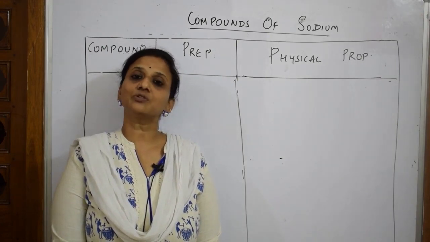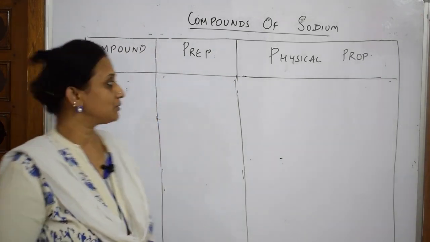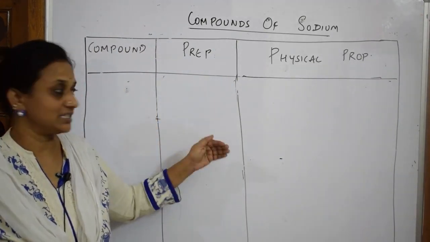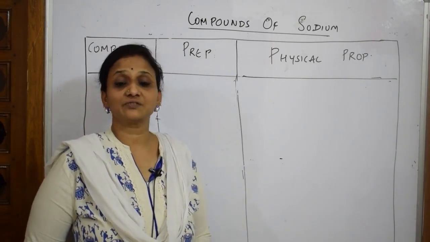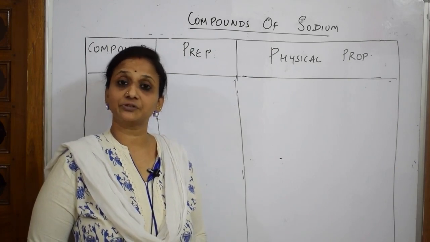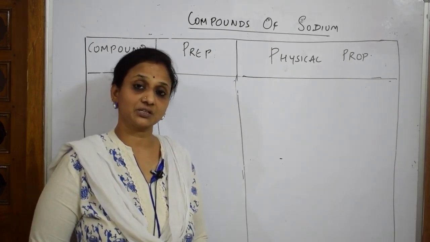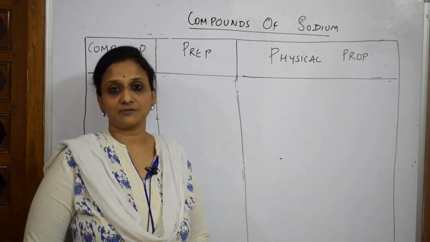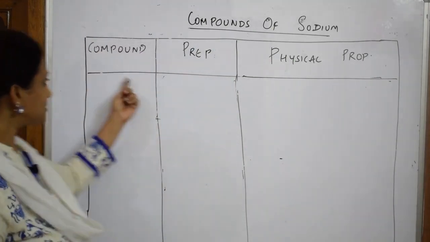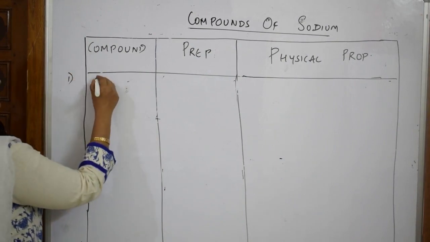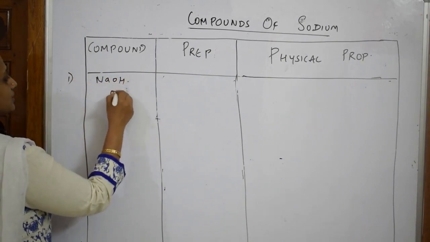The most important thing you need to remember is the formula, that is easy. Preparation also is easy. Physical properties, nothing much to remember. But chemical properties is where you'll be questioned. You'll be asked different chemical reasoning questions in the chemical properties. I'll be doing one after the other. So now let us start with the formula. The first compound of sodium which we're going to study is caustic soda or sodium hydroxide.